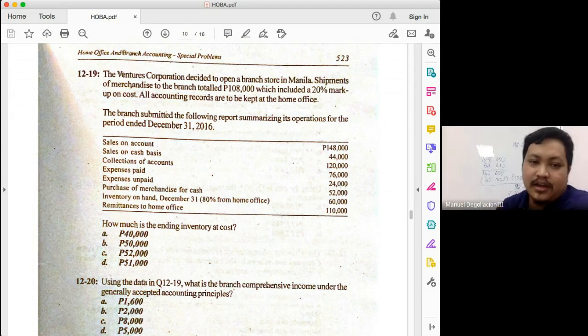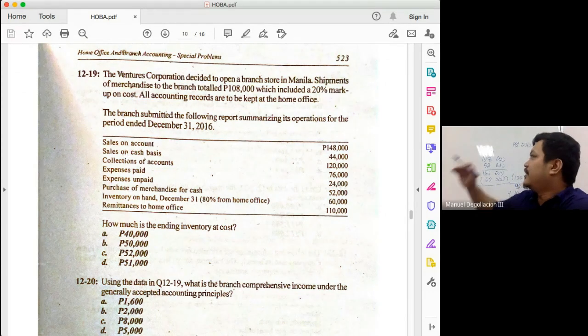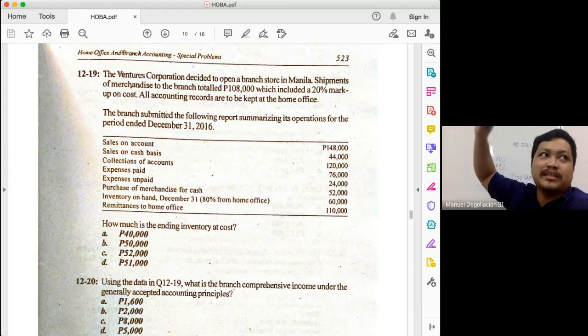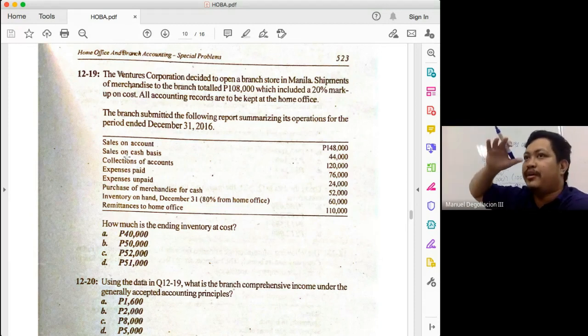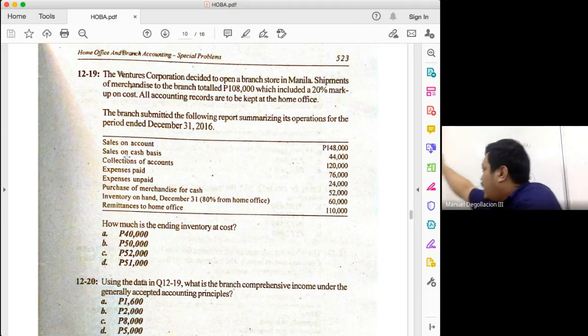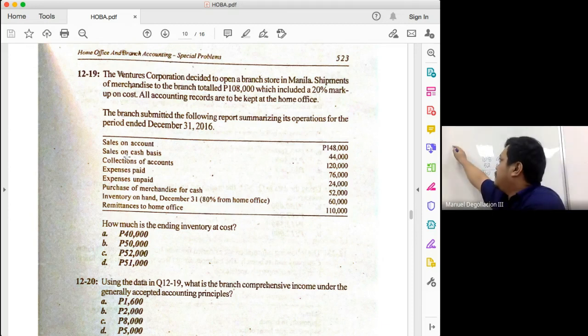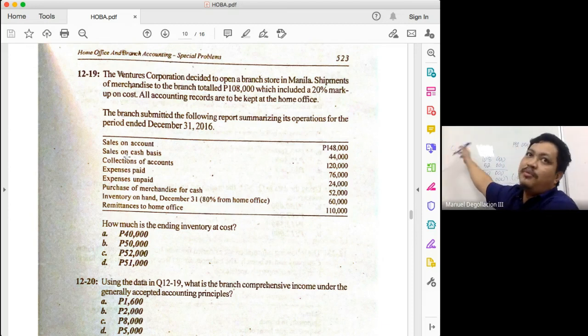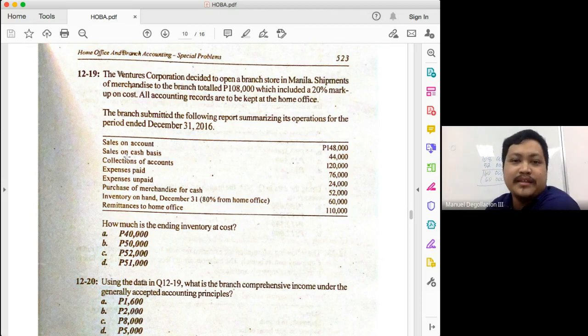So there are multiple ways of getting the markup on the branch cost of goods sold, class. Get the markup on the beginning plus the markup on shipments minus the markup on ending. Class, how much is the markup on the beginning? Zero because we do not have any beginning inventory. Next, markup on shipments. How much was the billed price of the shipments, class? 108,000.